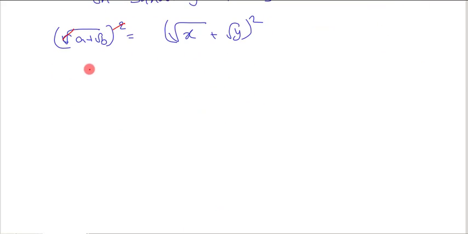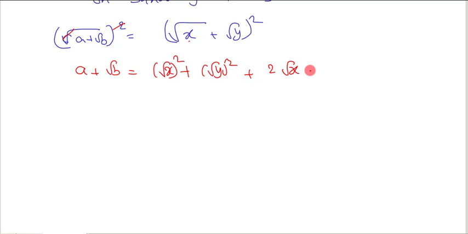Now I can write a plus root b is equal to, in the form of a plus b whole square, elaborating it: root x the whole square plus root y the whole square plus 2 into root x into root y. Now this I can write as x plus y plus 2 root xy. Here, this is a rational term.